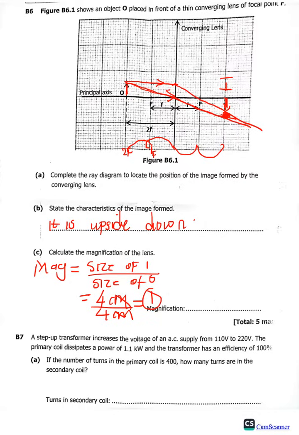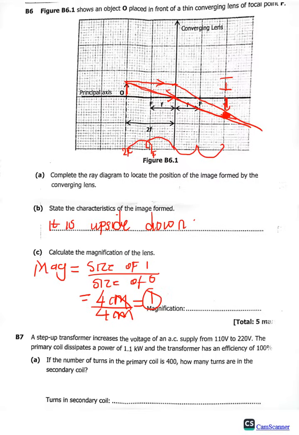Whenever the magnification is 1, the distance of the image is equal to the distance of the object, and the height of the image is also equal to the height of the object. Therefore the image will be formed at the same distance as the object, but on the other side. So that's what we have to know for that part.